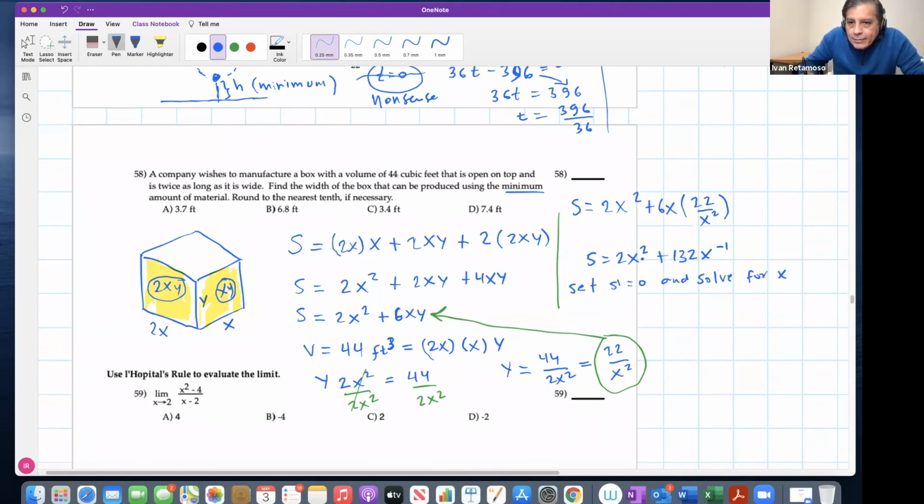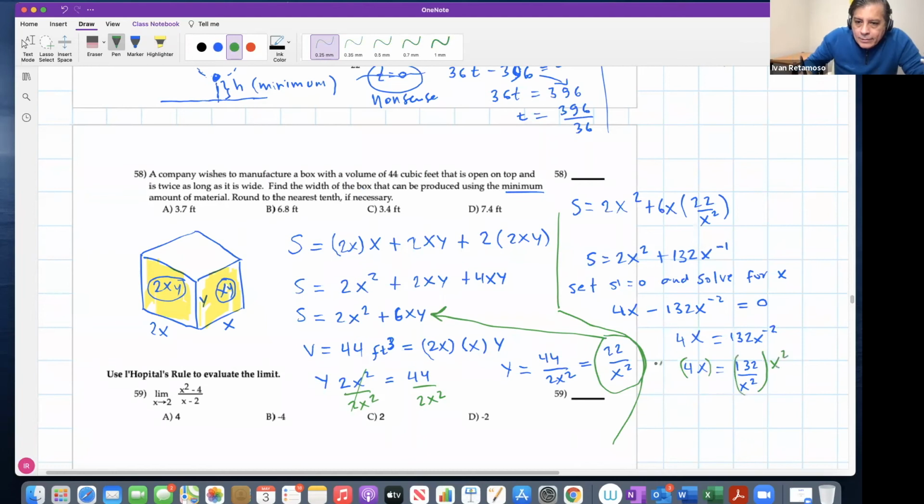If you do that, the derivative is going to be 4x, the derivative of the first term, minus 132 x raised to minus 1 minus 2, which should be equal to 0. Good. So let's do that. Moving these terms over, or transposing to the right side, 4x will be equal to 132 over x squared, multiplying both sides by x squared. We are very close to the solution now.